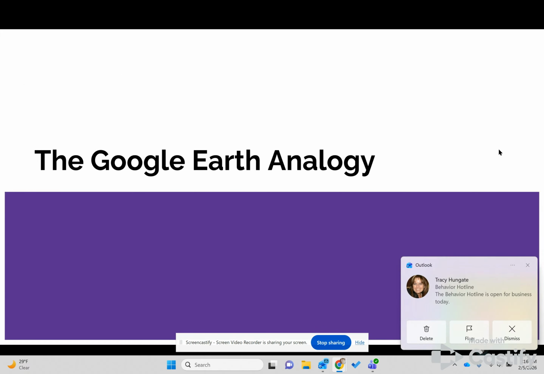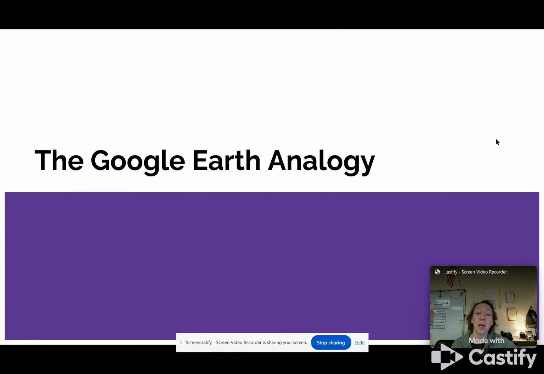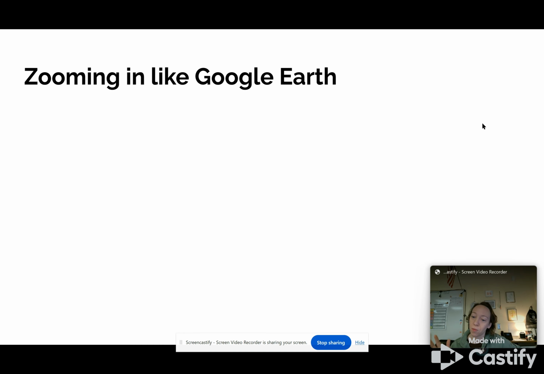All right, so I want to start with the Google Earth analogy. This has been one of the most successful strategies that I've ever used with students, and it really helps you start big picture and then hone into the really detailed thing that you're going to be focusing on in your paper. So think about Google Earth, right?